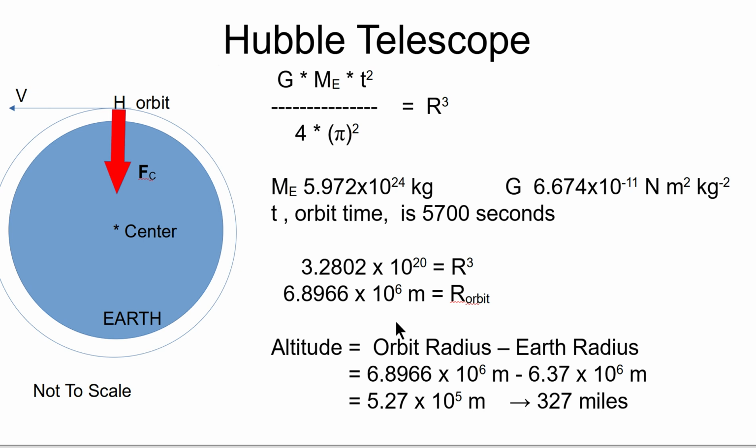What's the altitude? Well, the orbit radius, we have to subtract the Earth's radius, and I get 5.27 times 10 to the 5th meters. That's this gap distance between the blue Earth and the line of the orbit. And if I convert this to miles, if you divide by 1609, you can convert meters into miles, 327 miles. That's the altitude if we assume a circular orbit for the Hubble telescope, 327 miles up. Not that far.